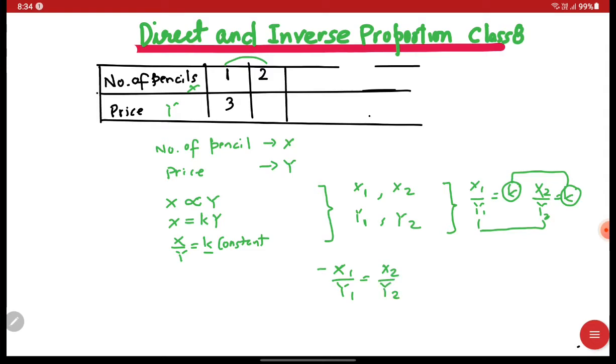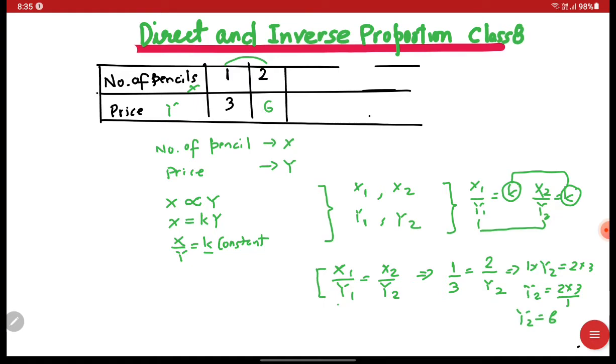Let's put in the values from the table. The value of x1 is 1, and the value of y1 is 3. x2 is 2, but y2 I don't know. That is what you have to find. When you solve this equation by cross multiplication, it will be 1 into y2 is equal to 2 into 3. y1 will go to this side, so y2 is equal to 2 times 3, which is 6. It means the price for two pencils is 6 rupees.